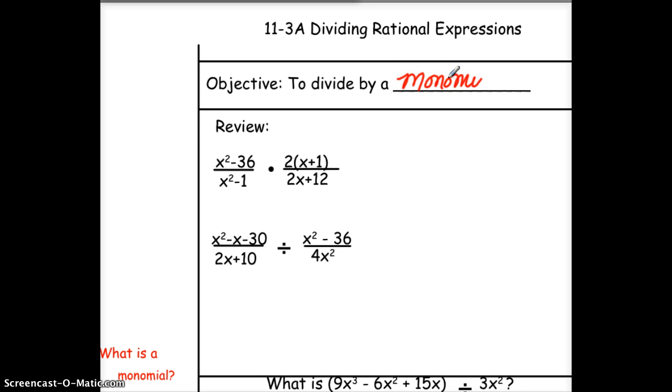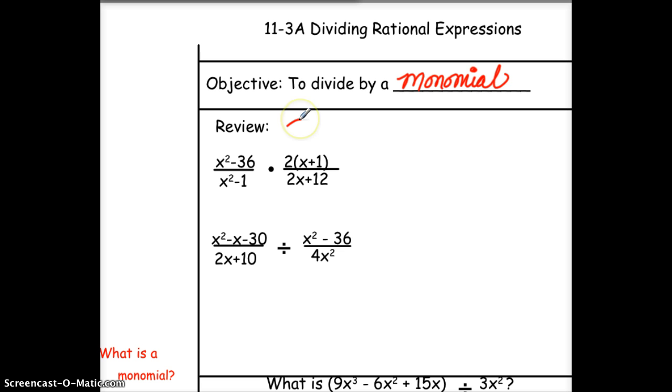You've already done some division, and there's different kinds of polynomial division, and today we're going to discuss division by a monomial. It's the easiest kind. Before we do that, though, we're going to do a little review of 11.2. And in 11.2, we learned how to multiply and divide rational expressions.